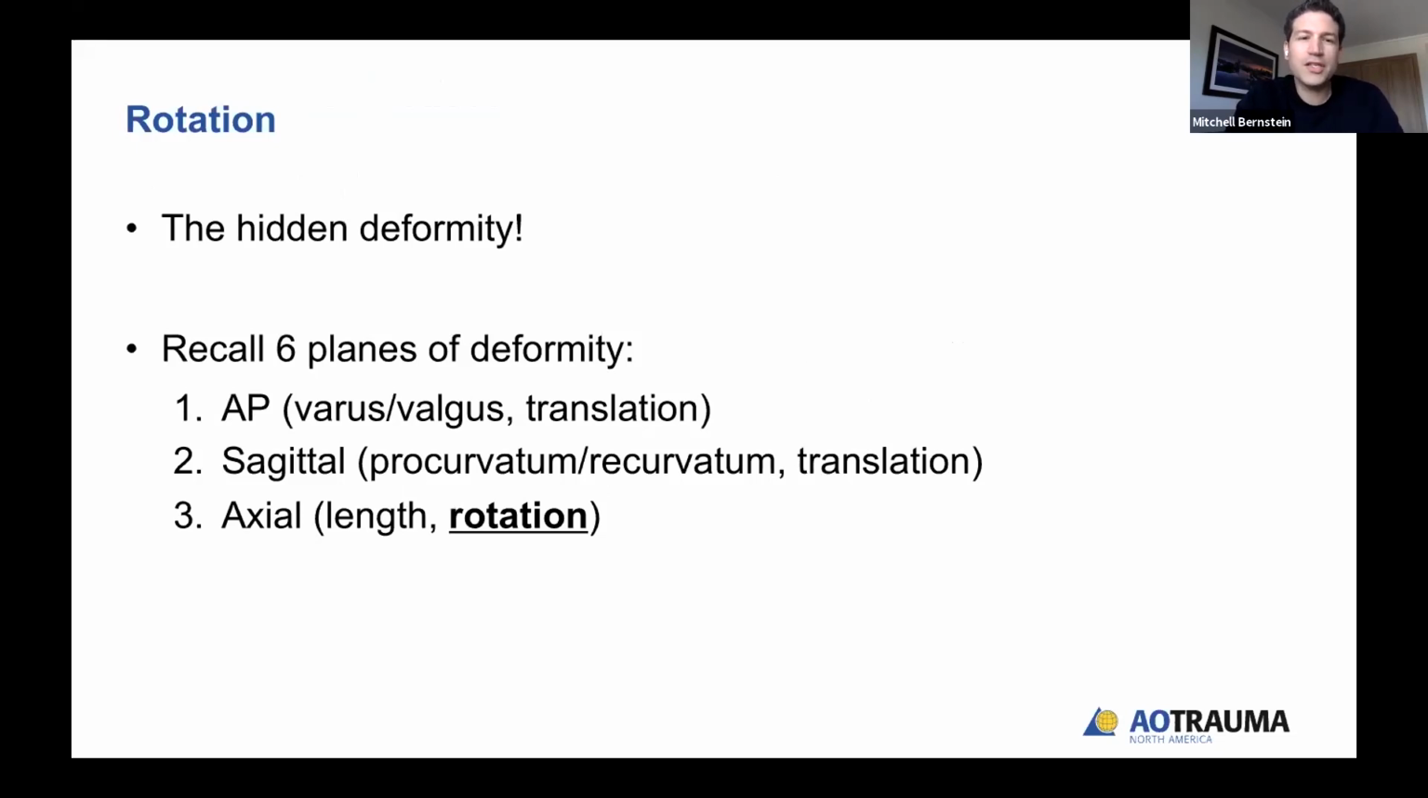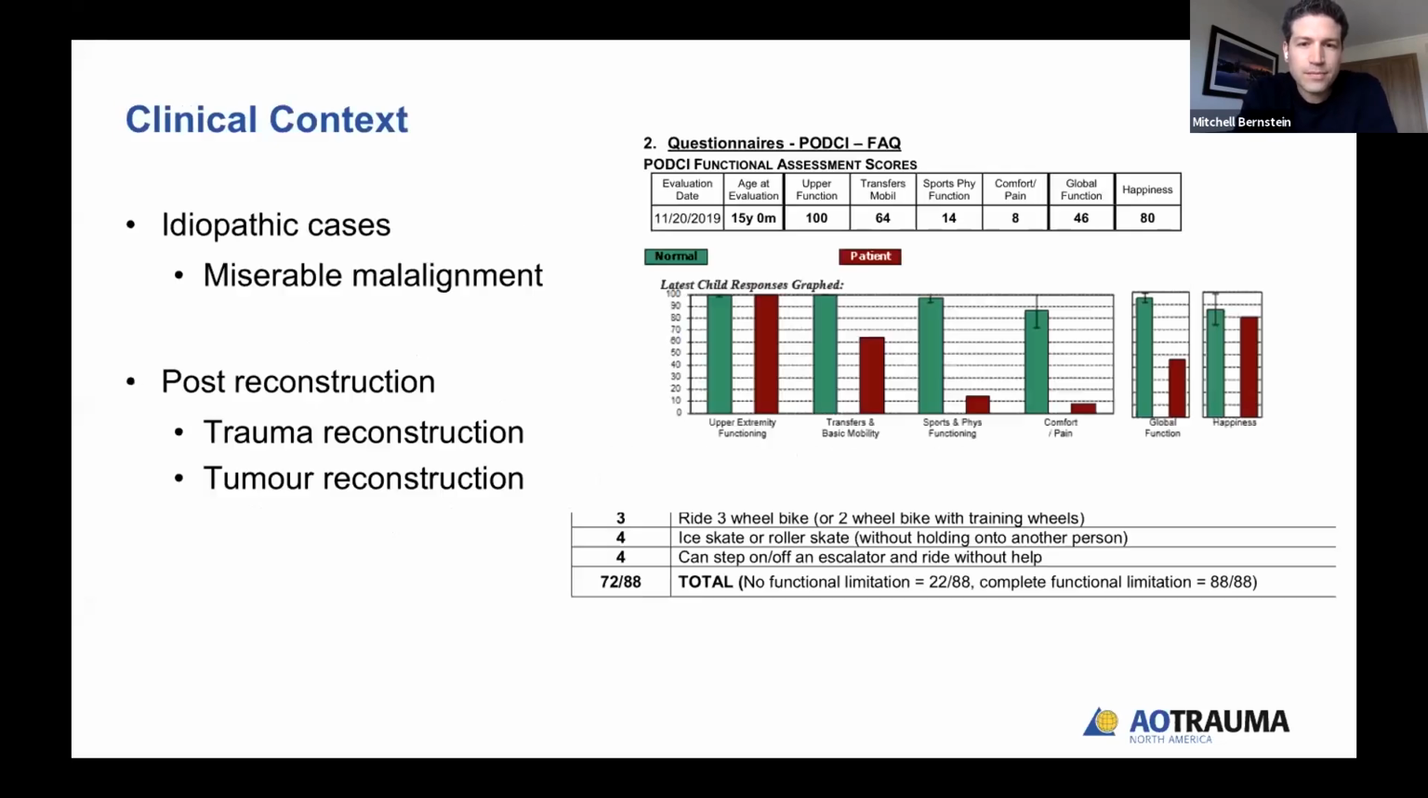So for me, rotation, I think, is the hidden deformity, or maybe the last of the deformities that has been evaluated, researched, and published. AP and sagittal plane deformities are well described. They're easier to see. I think they're a little bit more apparent. And just don't forget, don't be mean to rotation. It's still one of the components of deformity, one of the 6 planes. It's an axial angulation, rotation.